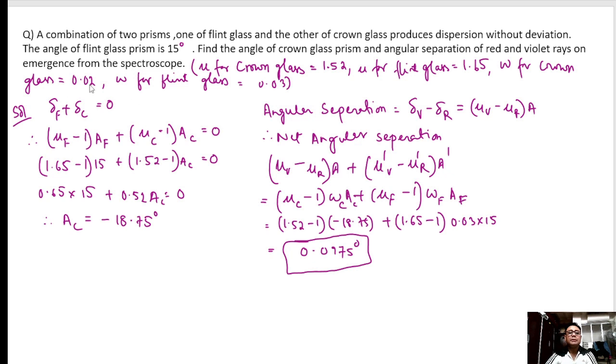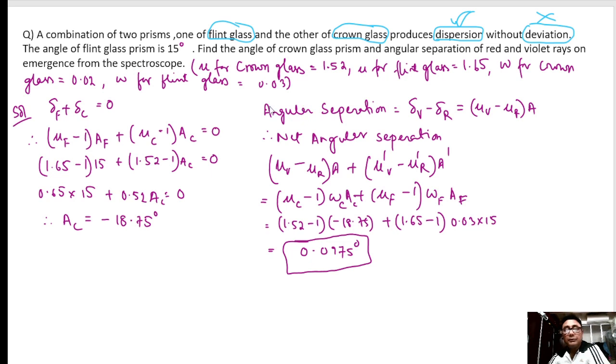Next is a combination of two prisms. So there are two prisms, one of flint glass and the other of crown glass, which produces, very important, dispersion without deviation. Dispersion is there, but deviation is not there. Okay, so dispersion will be there, but deviation will not be there. As you can see, they are telling that dispersion is there but deviation is not there.